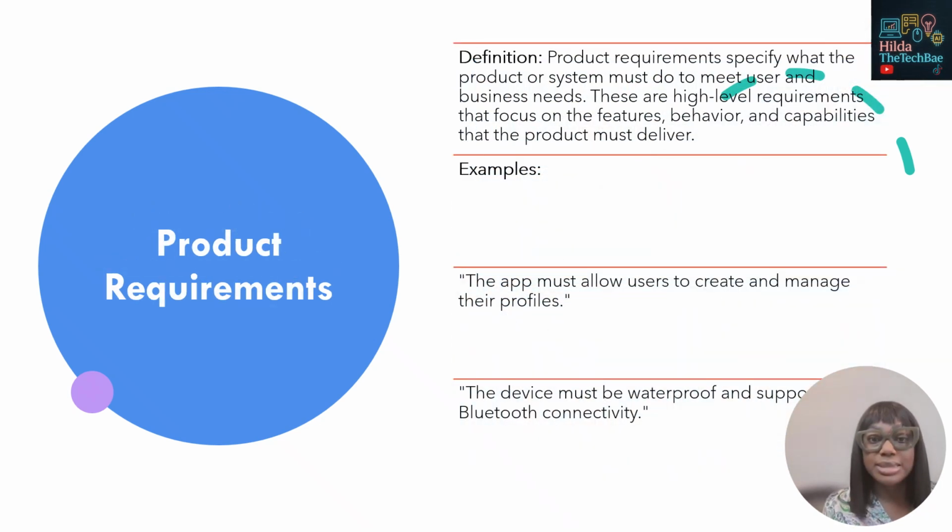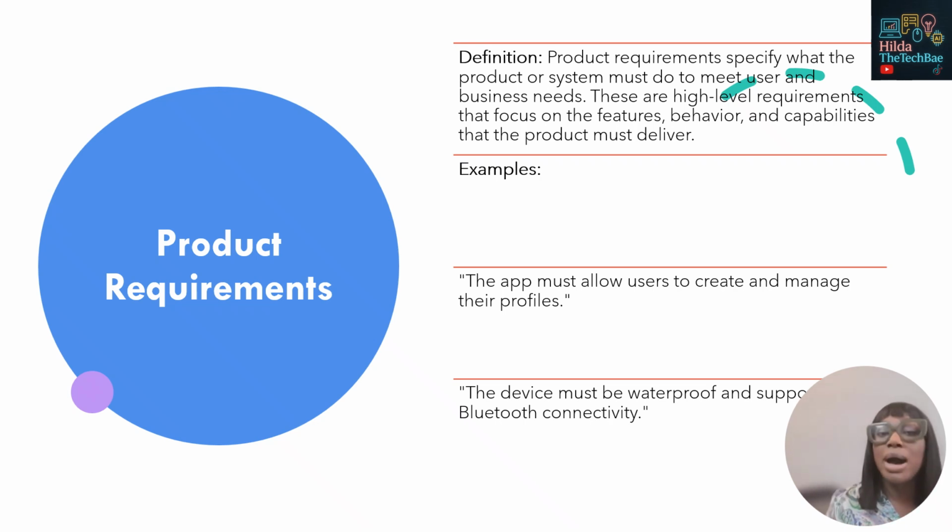Product requirement describes the specific capabilities the product must have in order to fulfill user and business needs. Think of these as the foundation for building features. For example, if you're building a mobile banking app, a product requirement might be that the user can check their account balance and transfer money. These requirements provide the structure for functional and non-functional details. We've already looked at that previously, and they are often captured in product roadmaps or feature lists.